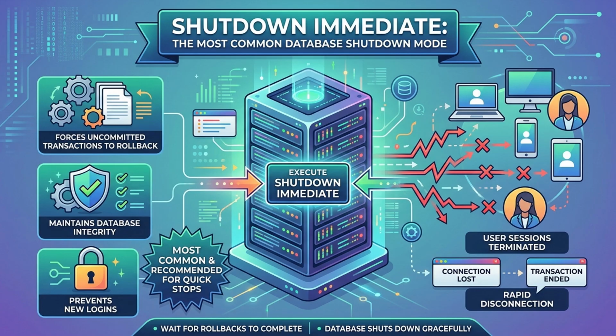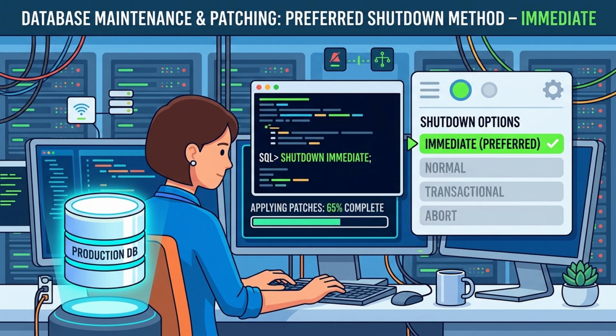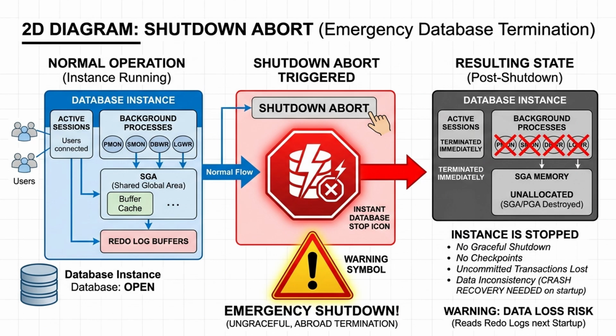The most commonly used shutdown method is Shutdown Immediate. In this mode, Oracle immediately disconnects all users and rolls back any uncommitted transactions. After that, the database closes in a consistent and recoverable state. Because it is both safe and fast, Shutdown Immediate is the preferred method used by DBAs during maintenance operations, system upgrades, and patching activities. The final shutdown method is Shutdown Abort.